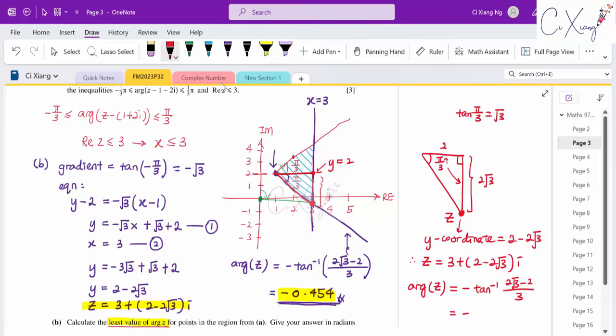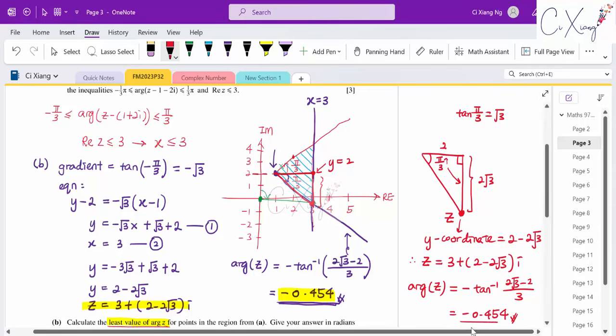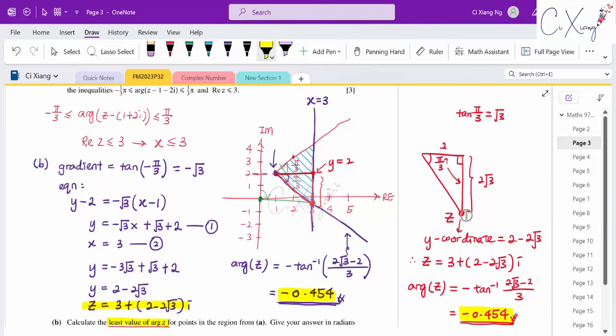And therefore the answer is still the same as what we showed earlier, which is negative 0.454, correct to 3 decimal places. According to the question, they're asking for the answer correct to 3 decimal places. So this is another way for us to find the coordinate for z.